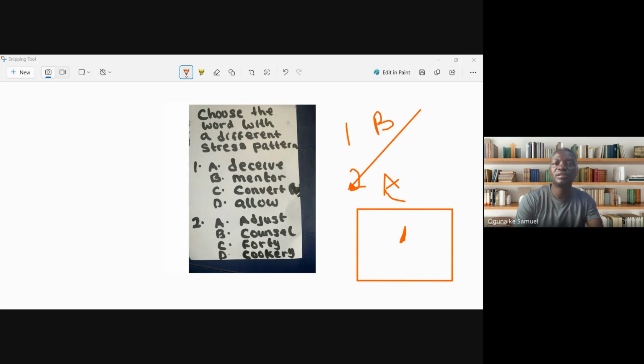So let's proceed. Now we're moving to polysyllabic words, words with many syllables. And so we're trying to learn what to stress in that circumstance.